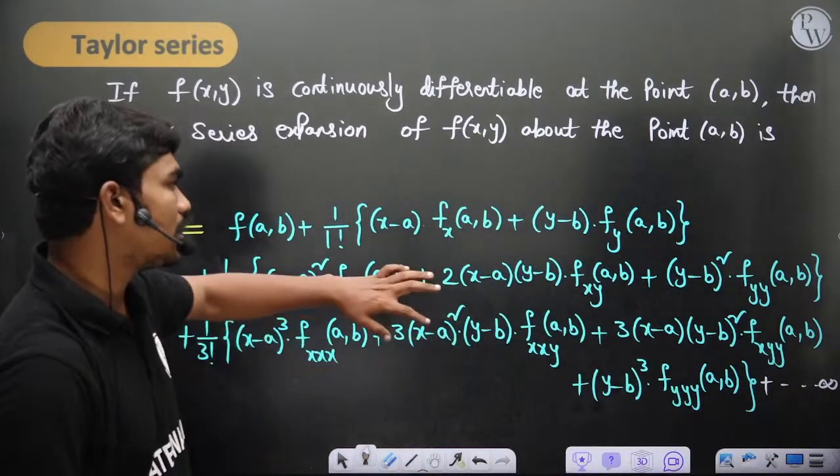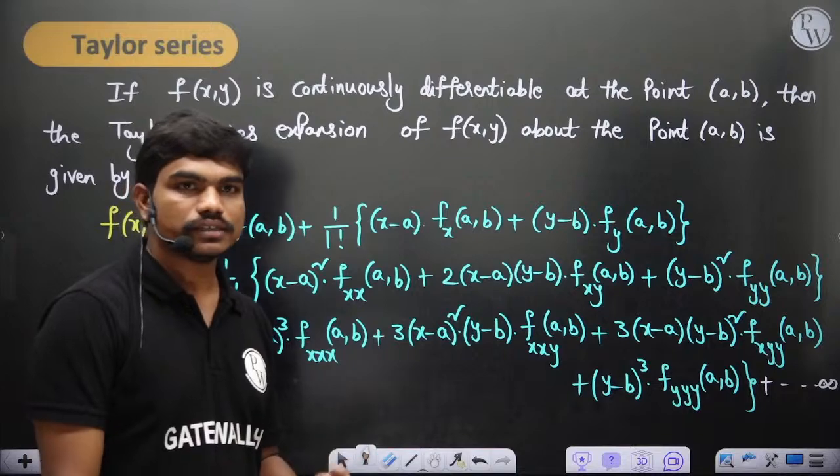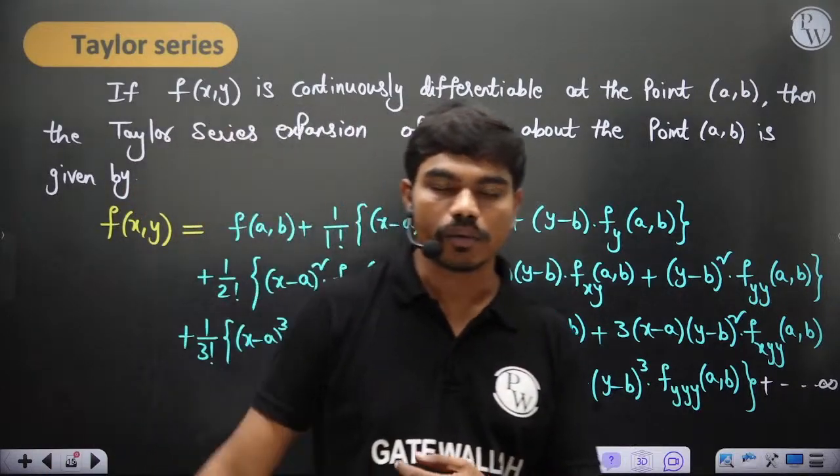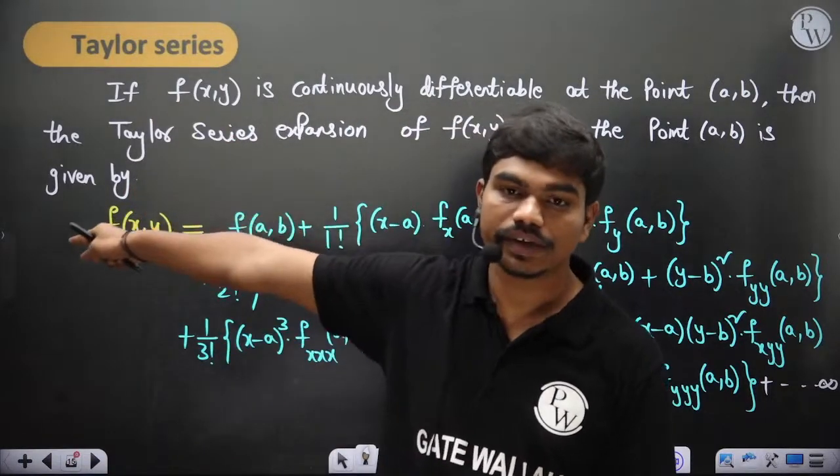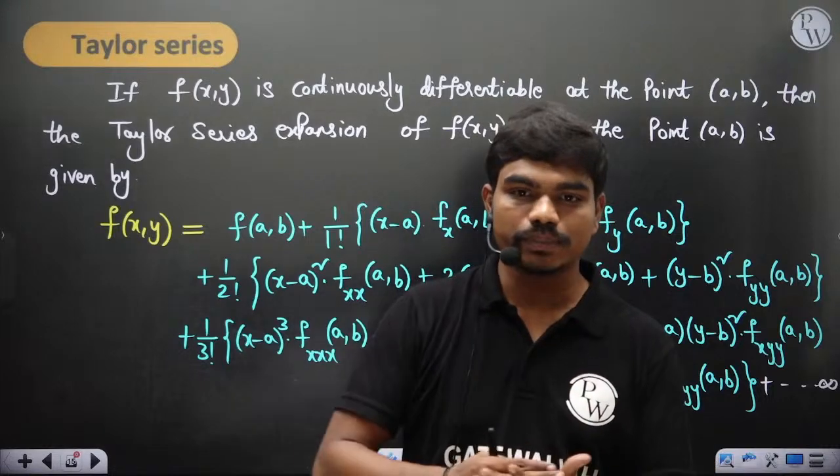So this is basically called the Taylor series expansion. In general, you can expand the Taylor series in n dimensions. Normally this is 2D, I mean 2 independent variables, but even if you have n independent variables, you can expand the Taylor series.